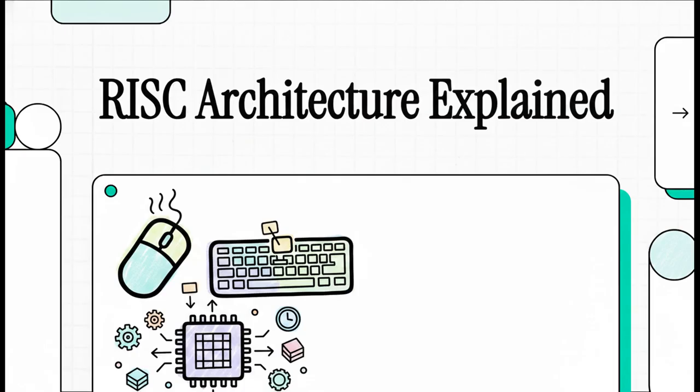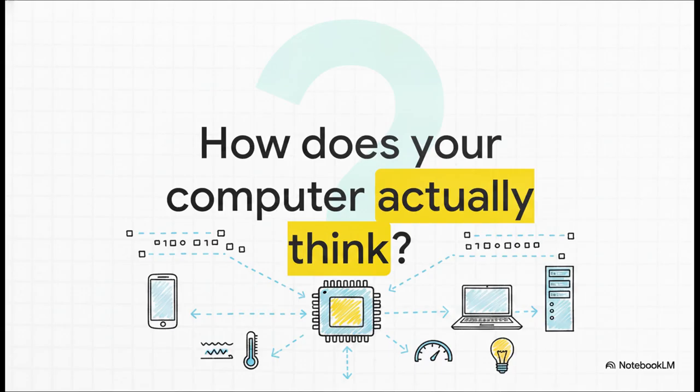Pretty fascinating. Have you ever actually stopped to think about how your computer's brain processes information? I mean, when you click a mouse, type a key, or load up some massive application, what is happening at the absolute lowest physical level of the hardware? So how does your computer actually think?